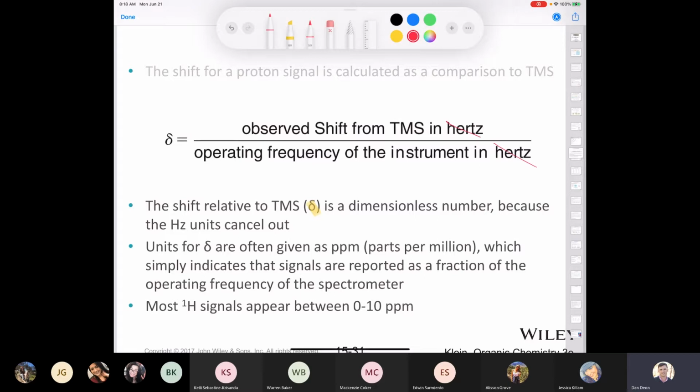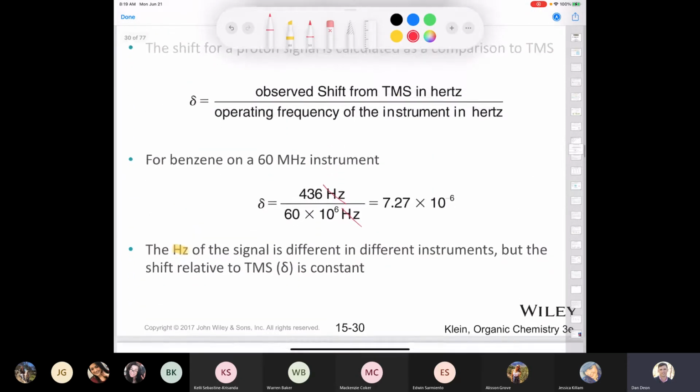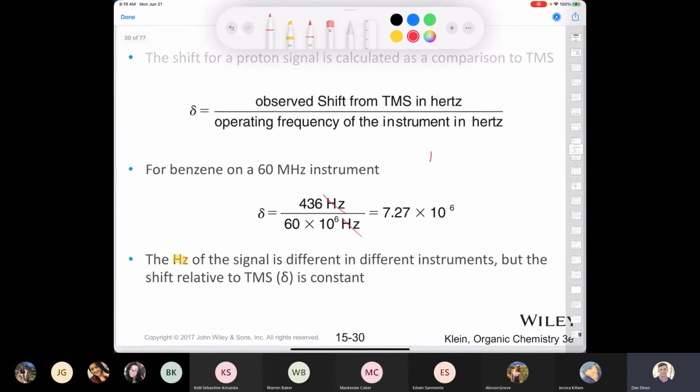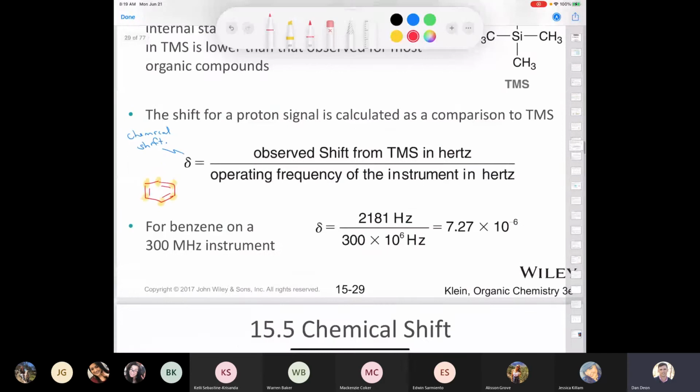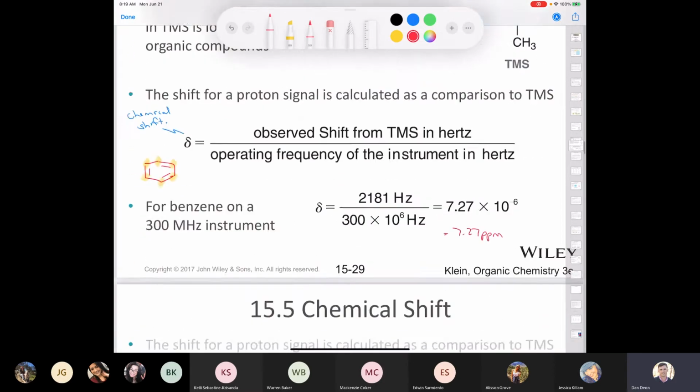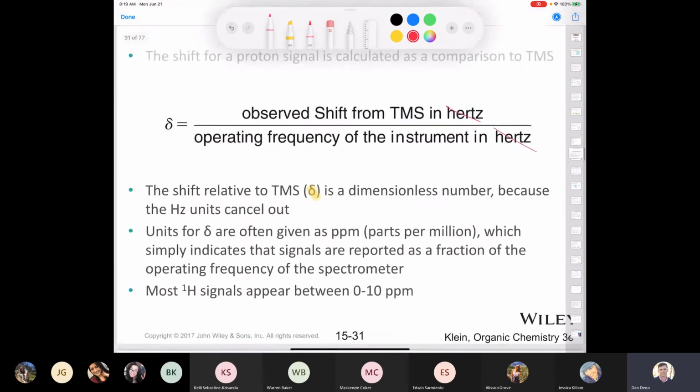So we call it parts per million, which simply indicates that the signals are reported as a fraction of the operating frequency of the spectrometer. So when we report a chemical shift, if we go back here, you would say 10 to the power of negative 6 equals a part per million, so this is equal to 7.27 parts per million. And if you go back to the previous slide, you'd say the same thing, that this is equal to 7.27 parts per million. So we're always going to report our chemical shifts 100% of the time in parts per million. And now you know where that comes from.